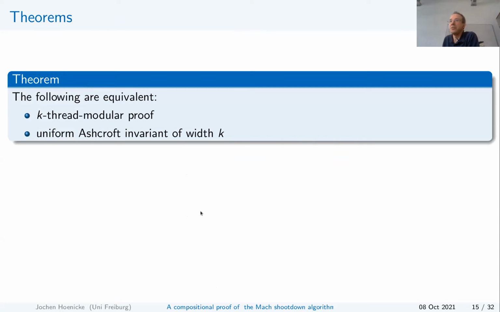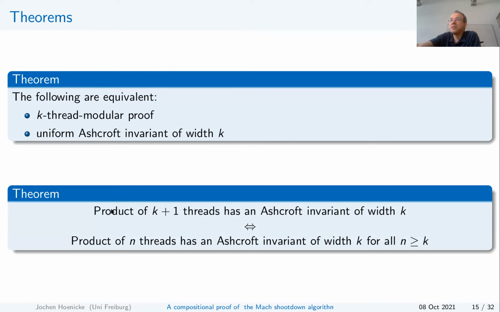So yeah, to summarize the first part of this talk, we have this K-thread modular proof system, and we showed that this is equivalent to uniform Ashcroft invariance with K. And a corollary is also that if we have an Ashcroft invariant for the product of K+1 threads, then the same Ashcroft invariant is also true for the product of n threads for any larger n. It's kind of astonishing the first time you hear it, but the reason is the symmetry. If it works with a K plus first thread without really talking about the K plus first thread, it works with any additional thread.